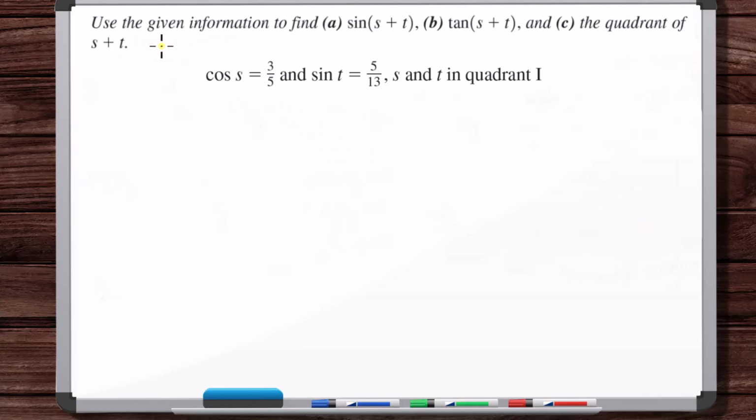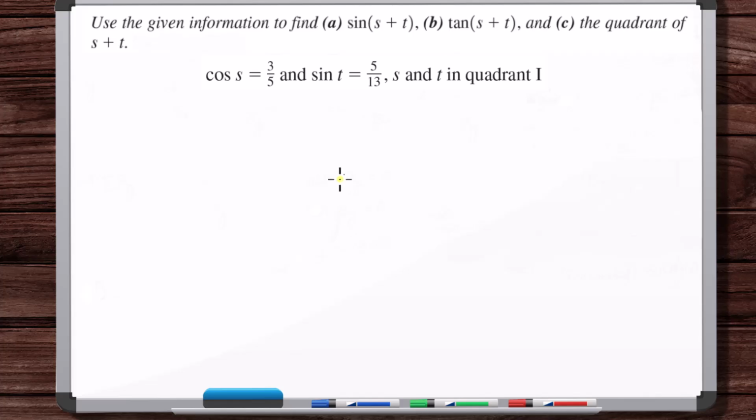Okay. For these problems, we want to use the given information here to find sine of s plus t, tangent of s plus t, and the quadrant of s plus t. We worked problems like this in the previous section with the sum and difference formulas for cosine. We could use the exact same procedure, constructing a triangle based on the given information using the general definition for trig functions, figuring out the missing side, and then getting the rest of the trig functions we needed. But we're going to go another route, where you'll see.